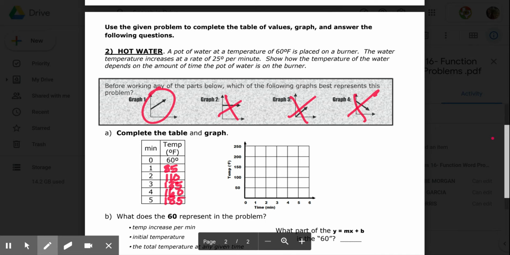So now we're going to come over here and plot this. At 0, we have 60. At 1, we have 85. At 2, we have 110. 3 is 135. 4 is 160. And 5 is 185. So again, this is a linear relationship because it does form a straight line.